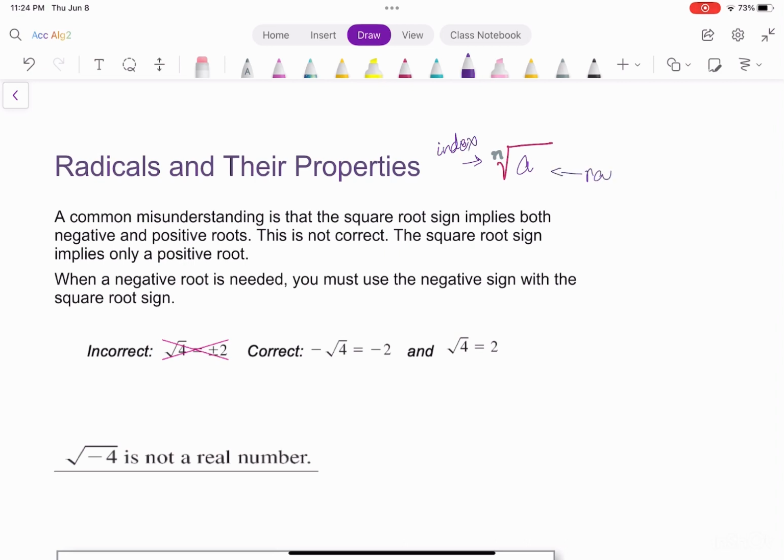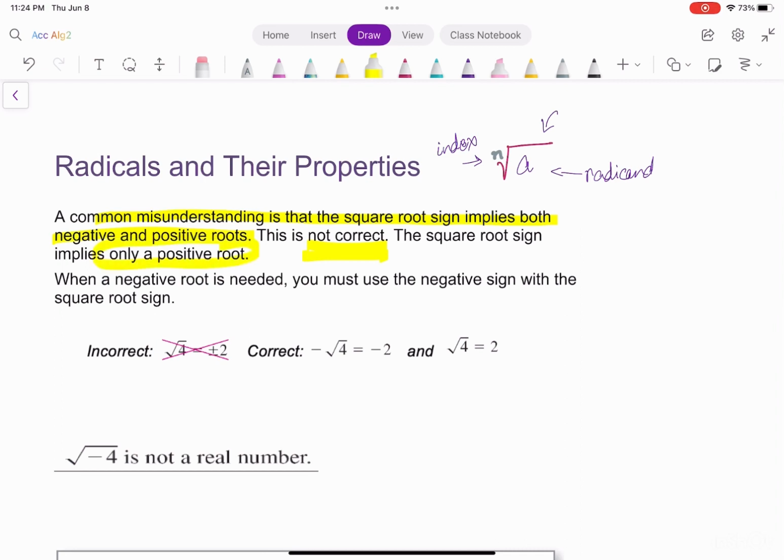So we are talking about a little vocabulary for this whole entire symbol: radicand, index, and this is the symbol of a radical. Now, it is a common misunderstanding that I can write the square root both in a negative and positive way.